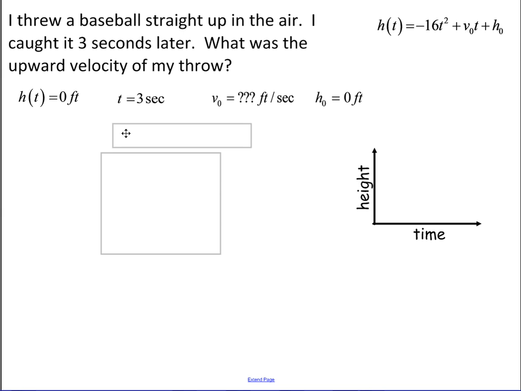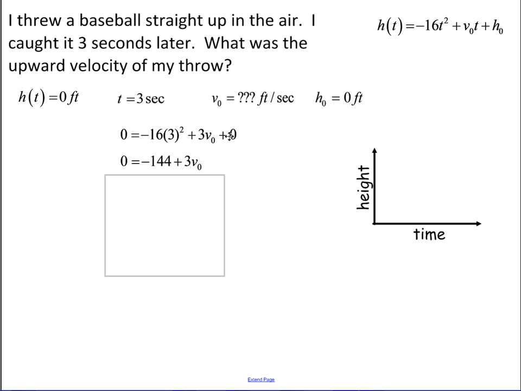If we pop that into our equation now, we have h of t equal to 0, our negative 16, which is our gravity constant, times 3 squared, plus 3, because t equals 3 here. So we're going to plus 3 times our initial velocity, plus that initial height, which we said was 0. Go ahead and start solving this, and we only have one variable in the equation, and it's to the first power, so it's a fairly straightforward algebra problem to solve it from here.